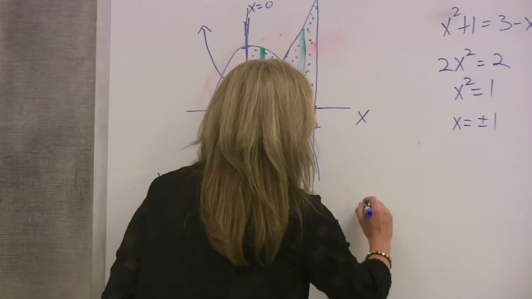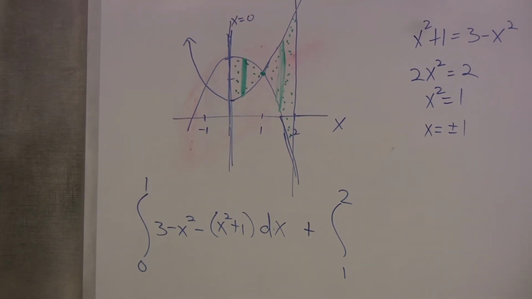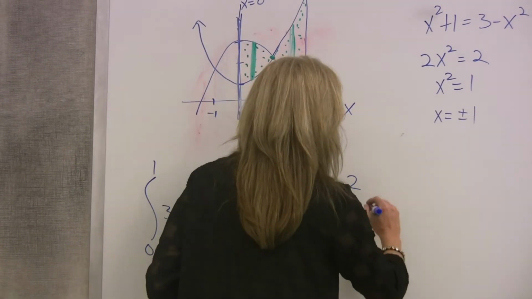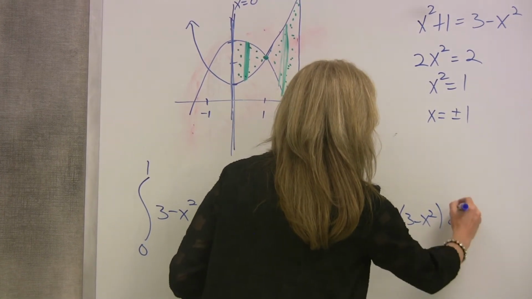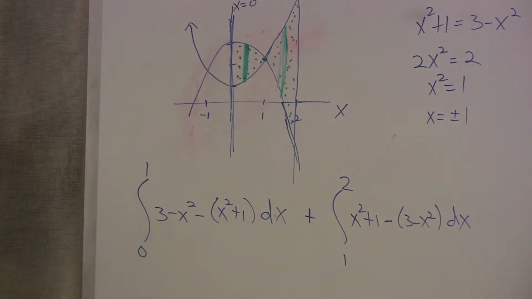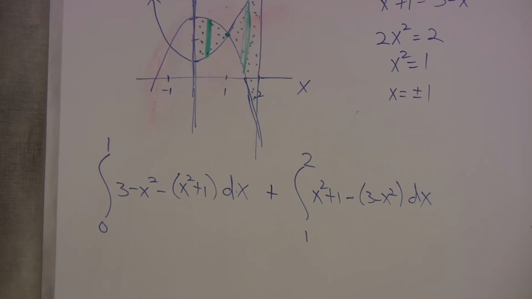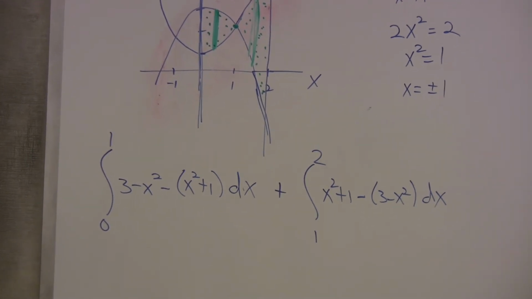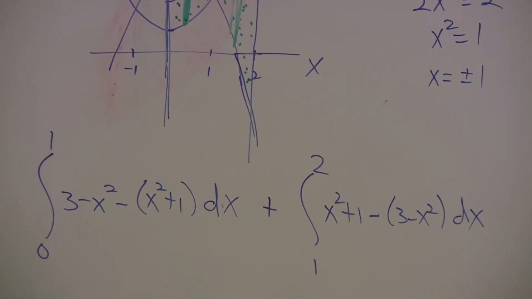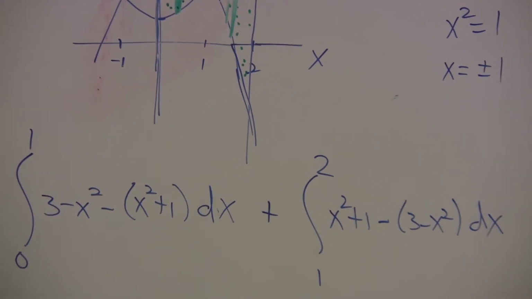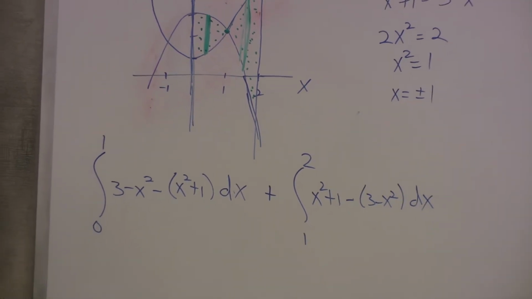Plus, from 1 to 2, the other way around, right? X squared plus 1 is now on top, and 3 minus x squared is on the bottom. And there are times when you might have to break it up into 3 different integrals or something. It all depends on which one's on the top and the bottom and so forth. And then, of course, there's a lot of integration and evaluating there.